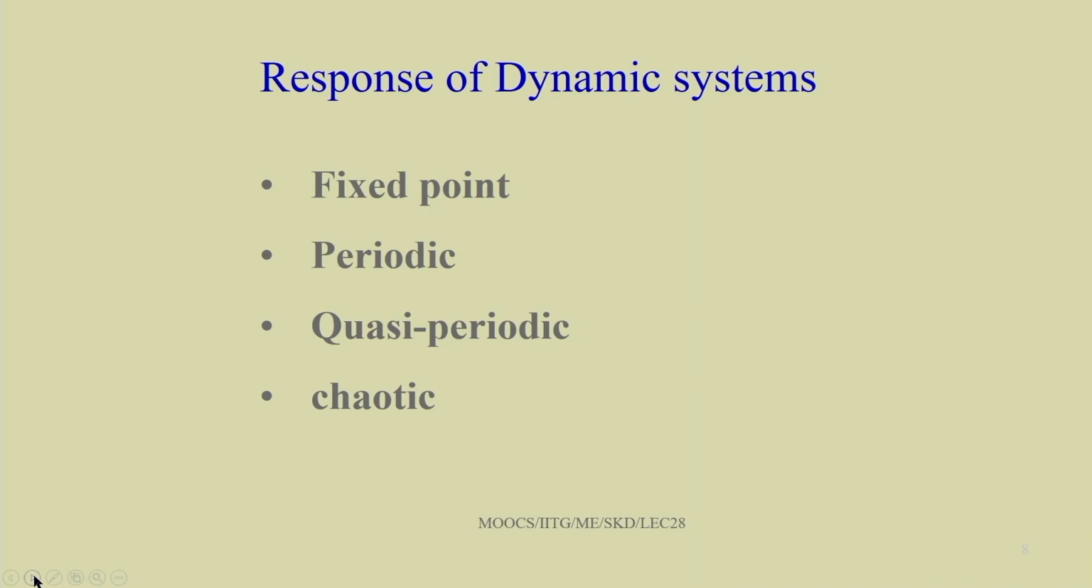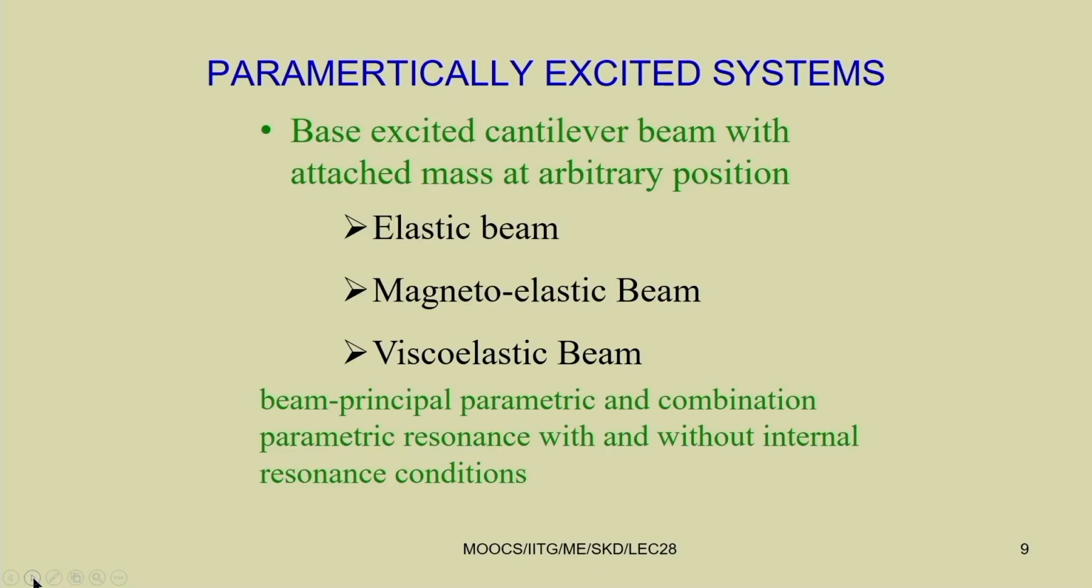Already you are familiar with fixed point response, periodic, quasi-periodic and chaotic responses, which will appear in the dynamic analysis of the system. So, let us take three different types of systems: a base excited cantilever beam with attached mass at an arbitrary position. We will take an elastic beam, a magnetoelastic beam and a viscoelastic beam. These three different types of beams will be subjected to principal parametric and combination parametric resonance, with and without internal resonance. In today's class we will briefly study all these things.